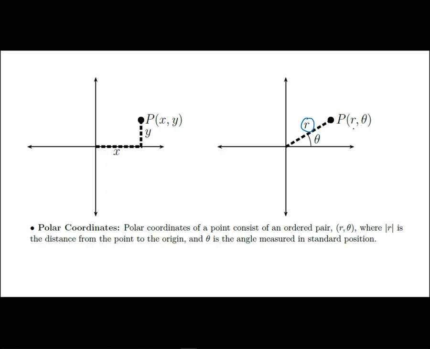So instead of x comma y, we look at r, the distance from the origin to the point, and theta, the angle measured, remember the phrase in standard position, but that just means from the x-axis. Now r, we got to be a little bit careful. It's not technically the distance, because r, we're going to see, is allowed to be negative. So really, it's this absolute value of r that is the distance from the origin to our point.